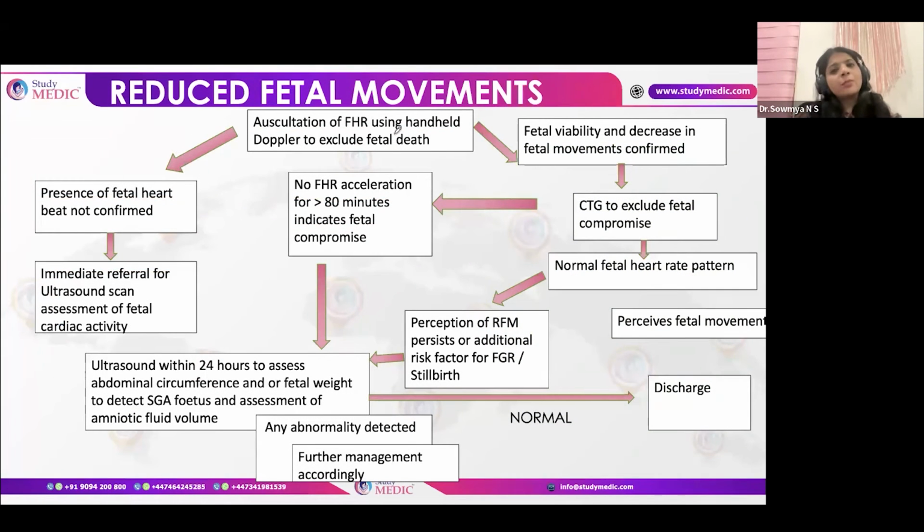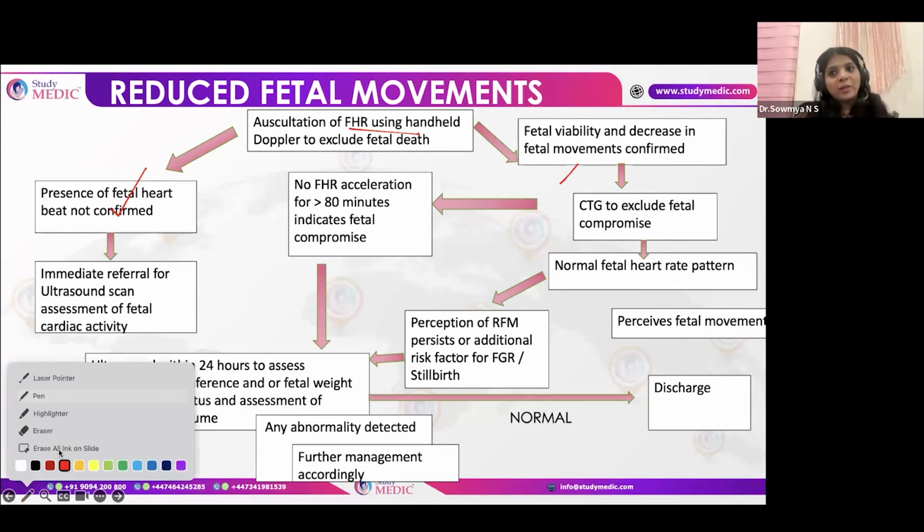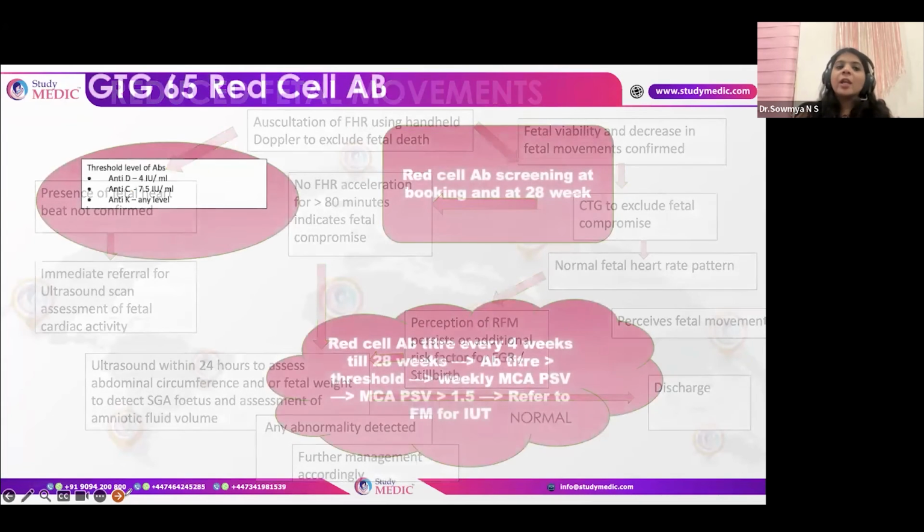The reduced fetal movements. One of the very important things: if somebody comes with reduced fetal movements, the first thing, please use Doppler to check the fetal heart rate. If it is not there, then you go for ultrasound. If it is there, then you can go for CTG. Obviously, based on whether the baby is alive or not, you will take care of the rest of the things. This is a very important step. Okay, that's the first step which you will be doing.